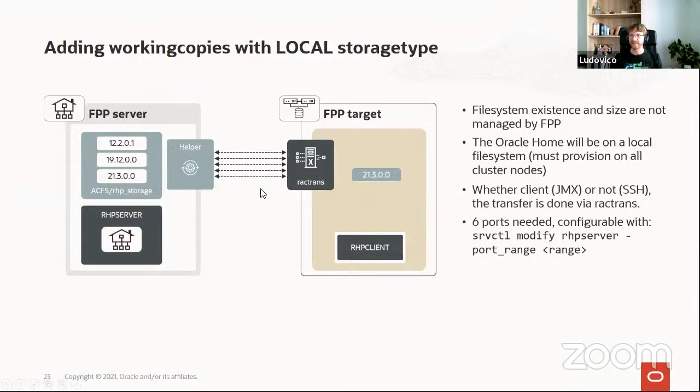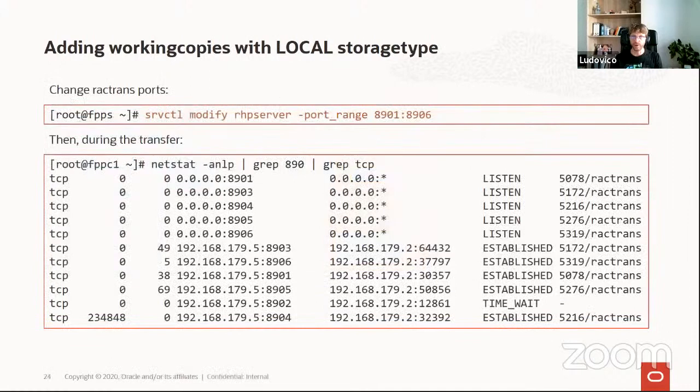And the transfer, as I say, is done via RACTrans. This RACTrans is valid for both local and ACFS targets, with or without client. By default, this RACTrans is done using ephemeral ports. The ephemeral ports are all the ports that are above 32,000 and something. So you have to open the ephemeral ports for your communication. If you cannot, you can still specify a fixed port range that will be used.